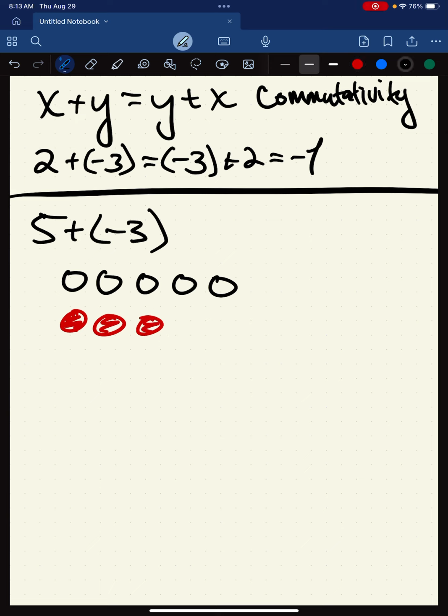And 1 positive chip and 1 negative chip cancel out. They make 0. So this annihilates to 0. This annihilates to 0. This annihilates to 0. How many chips do we have? We have 2 positive chips, and so that's how we get positive 2.